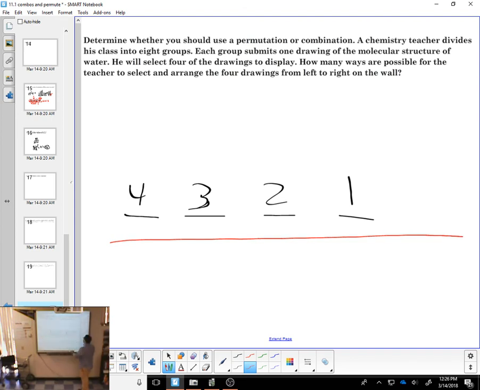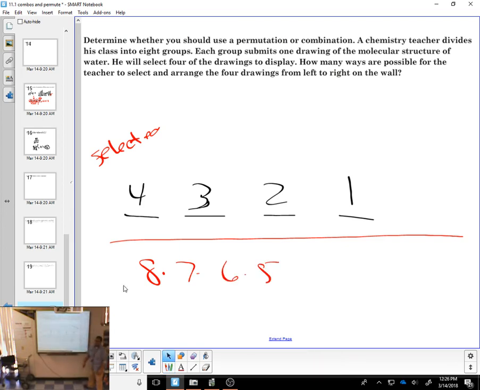Here he selected them first, right? So he already has the 4. If he has all 8 and then he's deciding from them, then it would be a different case, where it would be 8, 7, 6, 5, if he's not choosing beforehand. So you've got to be careful with the way it reads. Guys, that's all I've got for you.